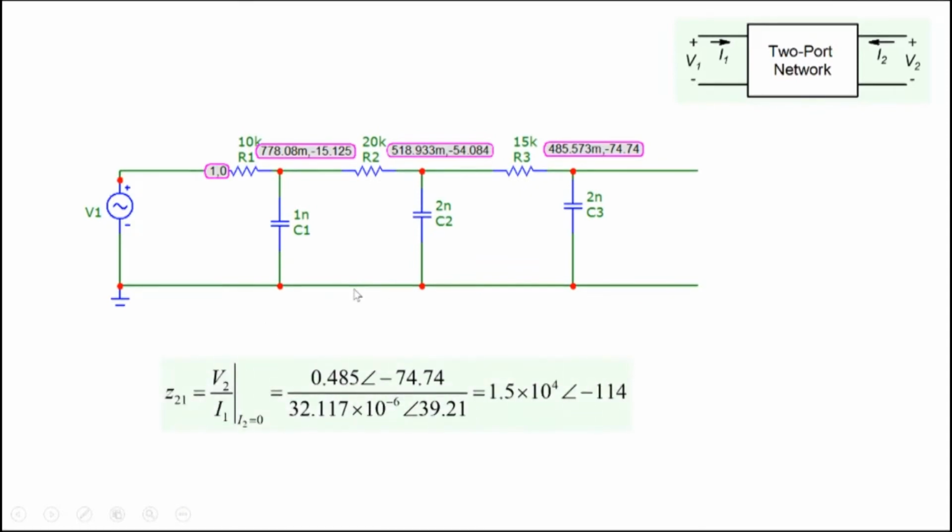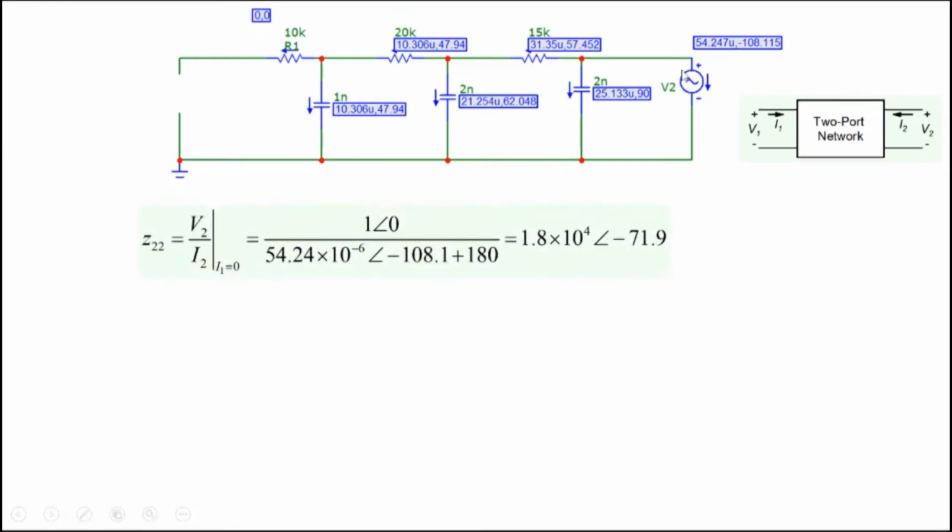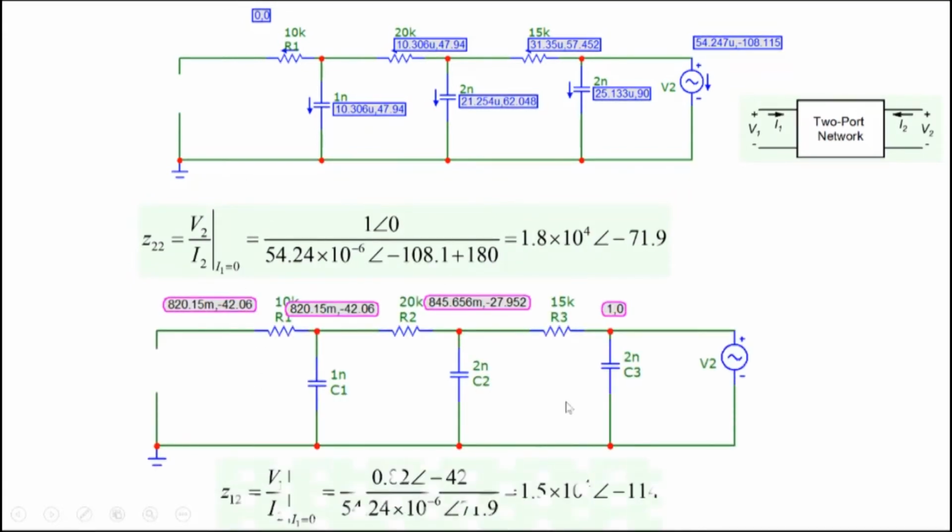Similarly, we can determine what Z21 is. Z21 is V2 by I1 with I2 equal to 0. So with this open circuit here, we measure the voltage here. The voltage is given as 485.57 millivolt with an angle here. The current we had already seen, the current which is flowing in here, and therefore in a similar manner we can determine Z21. For determining the remaining two parameters, we open circuit the input terminal here, and we apply, let's say, a current source or a voltage source at this particular point, and we do the same thing. In this case, we have all the values that are there here, so we determine Z22 and we determine Z12 here.